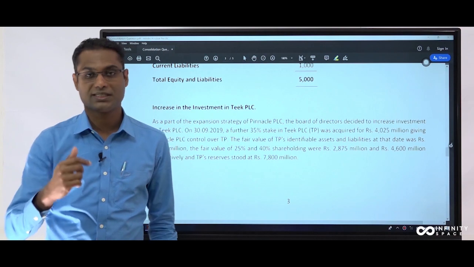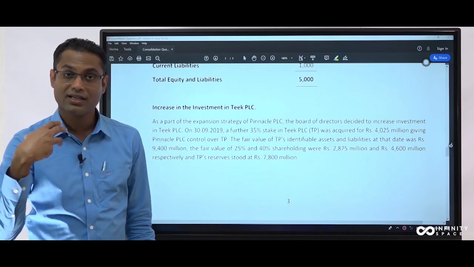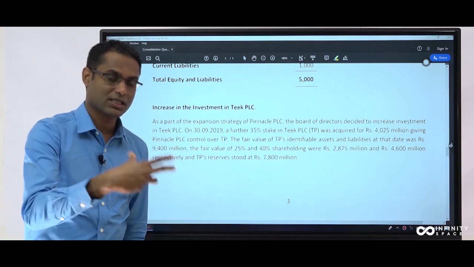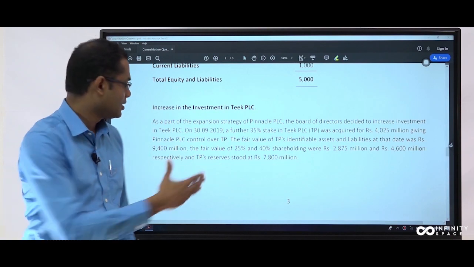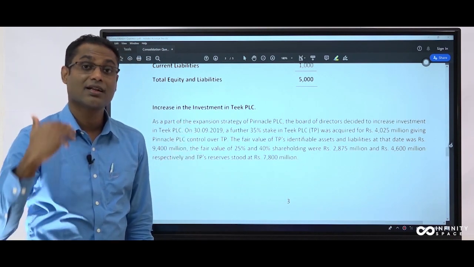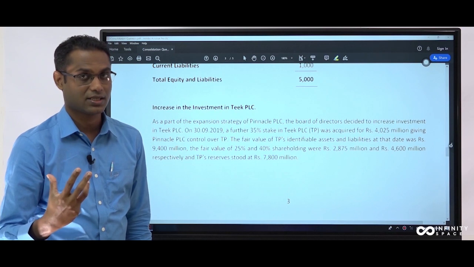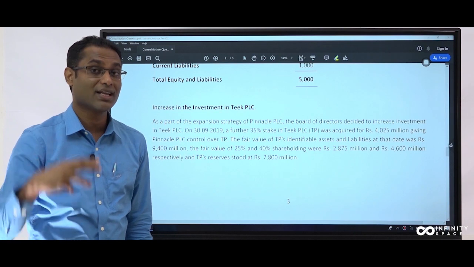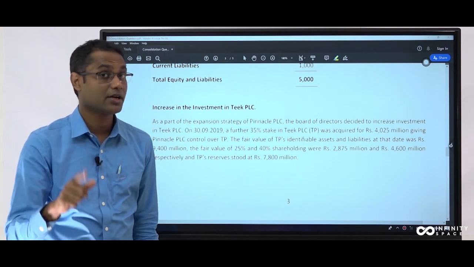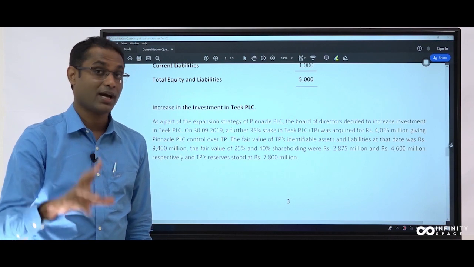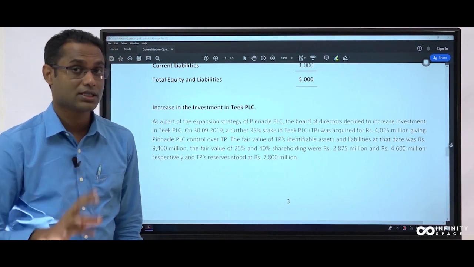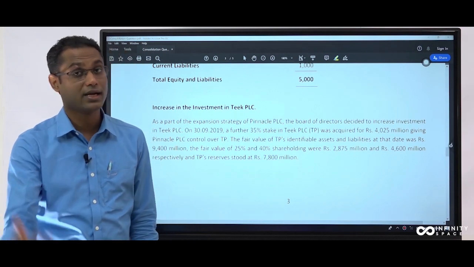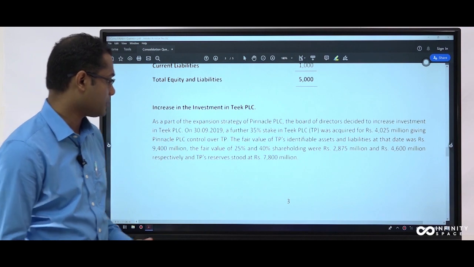So what is this? A step acquisition. The parent achieves control over a subsidiary in stages. 31st December 2017, 25%. 30th September 2019, another 35%, altogether 60%. So then you have to apply the accounting rules we learned in the case of step acquisition. Again, in my introduction video, I explained all the rules relevant to step acquisition. When we actually work out the numbers, we will look at what to do with this step acquisition scenario.